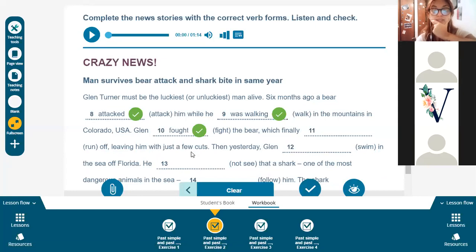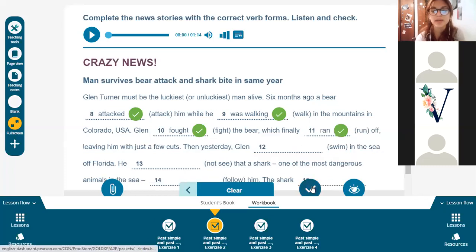Actually, we need to use the past simple because here we're actually describing the actions of the characters. Remember that this unit is based on stories. So we're going to deal a lot with present continuous, past continuous at the beginning, and then when we get to the main action, we usually use the simple past because we are telling the actions. Imagine you are saying, and then he fought the bear, and then the bear, what did he do? Finally, ran off. Good. And the bear ran off, leaving him with just a few cuts.